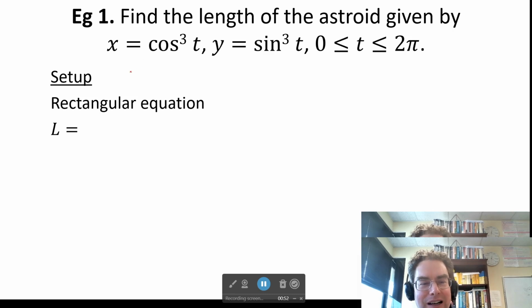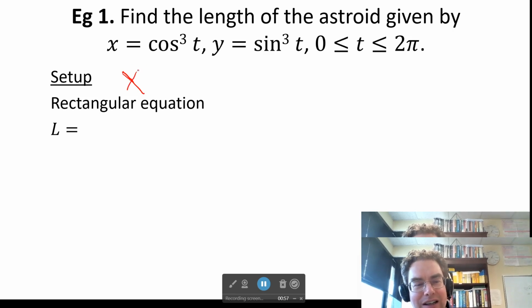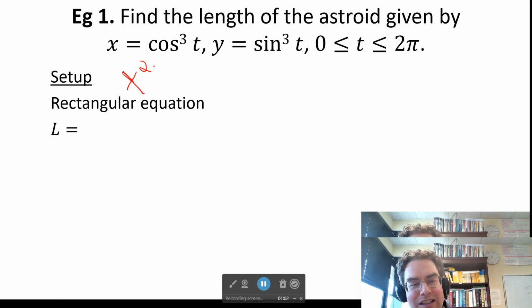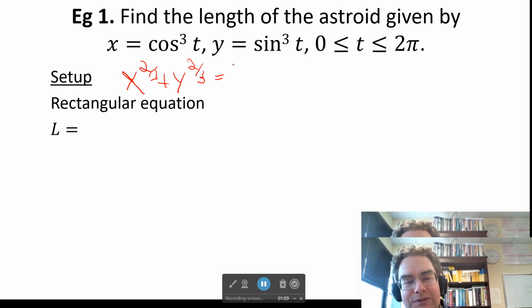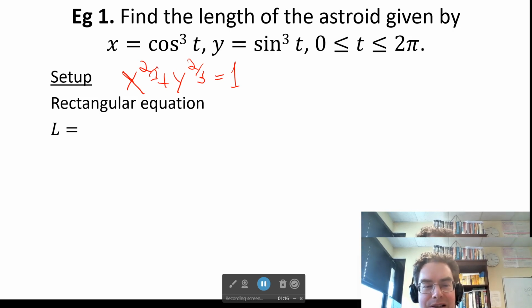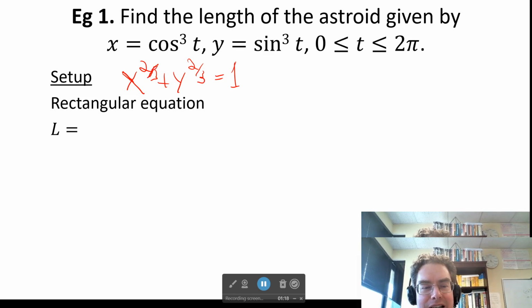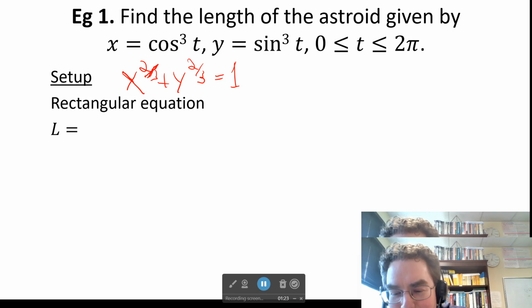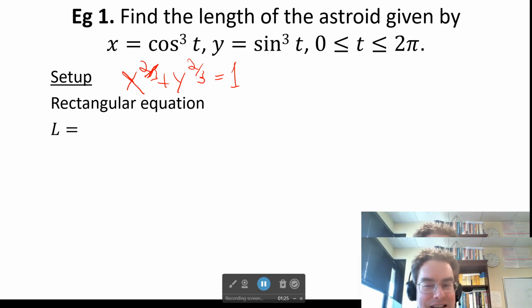If you remember, the asteroid has rectangular equation x^(2/3) + y^(2/3) = 1. And you can see right away from that that if you replace x with negative x or y with negative y, it doesn't change anything. And that tells us that this curve is going to be symmetric about both the x-axis and the y-axis.